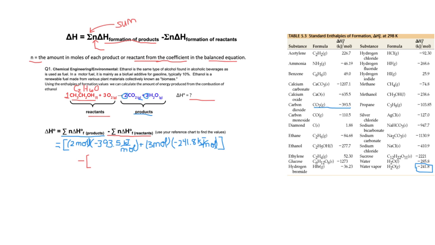So I can start with my ethanol. It's right here. They wrote it just slightly differently. They have C2H5OH, and it's negative 277.7 kilojoules. We just have 1 mole of it in our balanced chemical reaction. And then my last term.